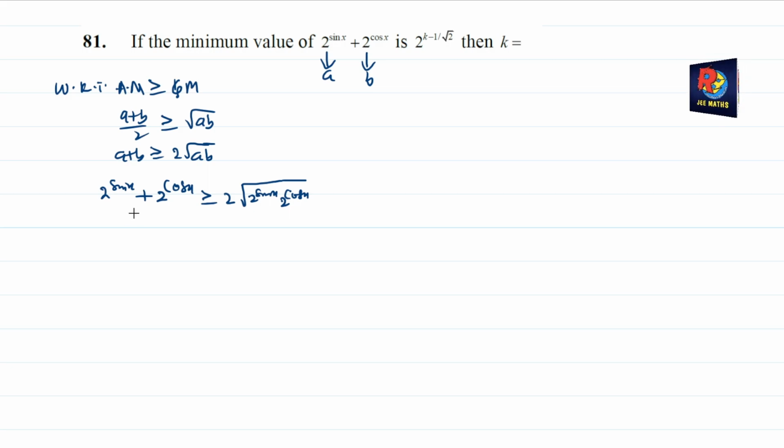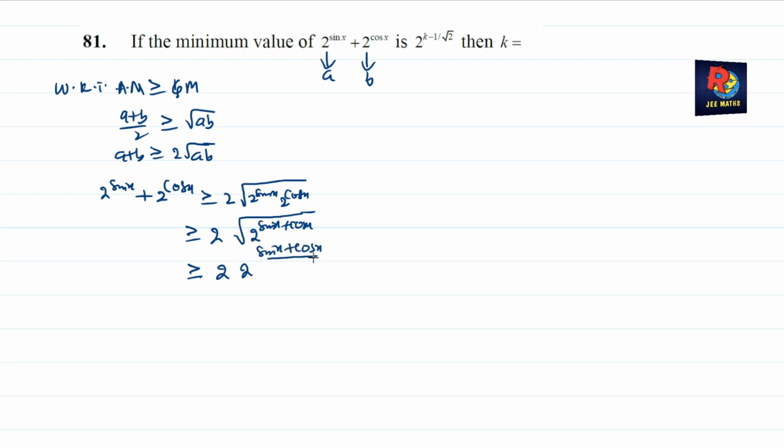So here we can observe that this value I can write as 2 into, bases equal, powers should be added, 2 power sin x plus cos x. This value I can write as 2 power sin x plus cos x by 2. In root 2 I can write 2 power 1 by 2. Using that concept, I can write root over 2 power sin x into 2 power cos x as 2 power sin x plus cos x by 2.